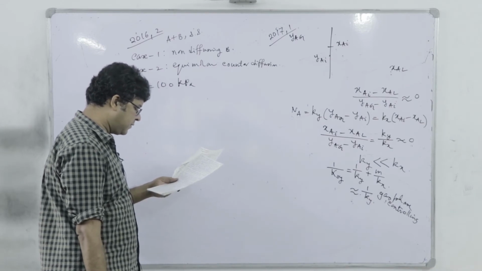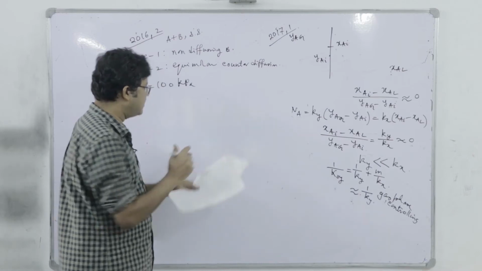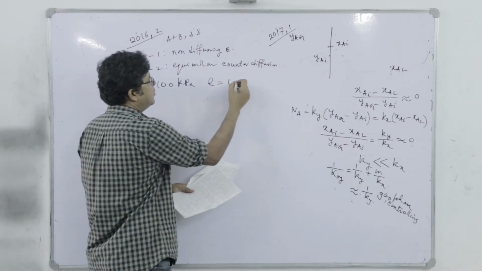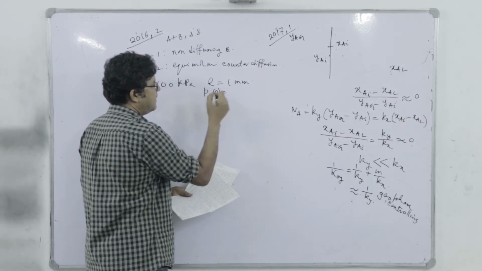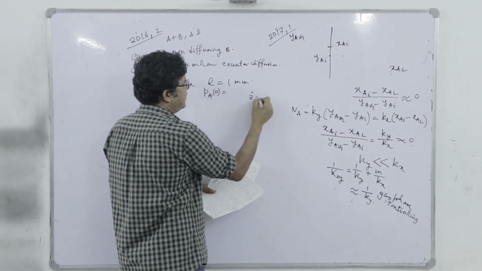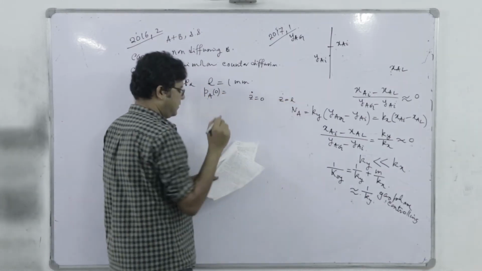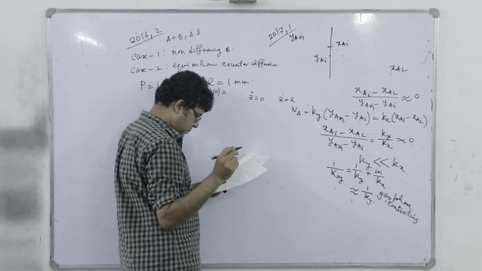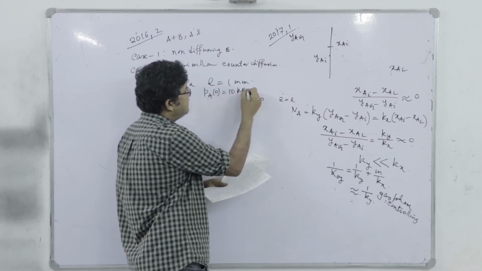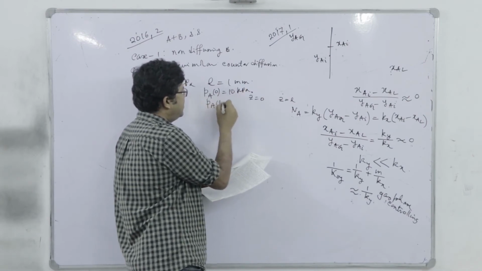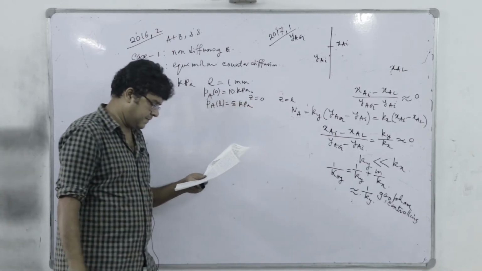And the partial pressure of A at the 2 points separated by distance 10 millimeter. So L is equal to 10 millimeter. So PA0, let's say this is Z equal to 0, this is Z equal to L. So this is PA0, the partial pressure, it is 10 kilopascal, and PAL, it is 5 kilopascal, right?